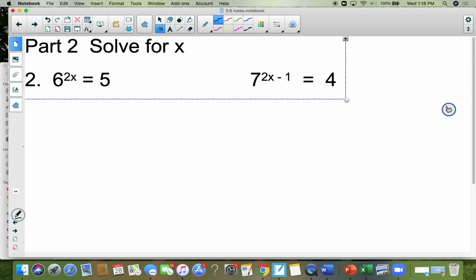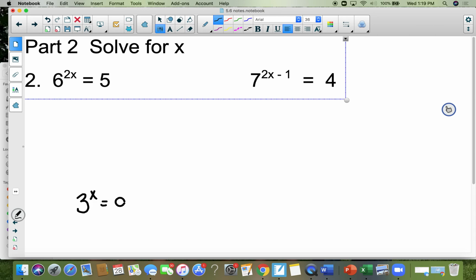Okay, the next one. How do you solve for x? At the beginning of this chapter, you had like 3 to the x equals 9. And you could make these look the same: 3 to the x equals 3 to the second. So x equals 2. The reason why they came up with logs is because you'll never get these to look the same. The 6 to the 2x equals 5.